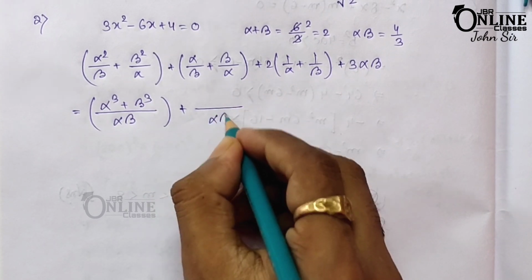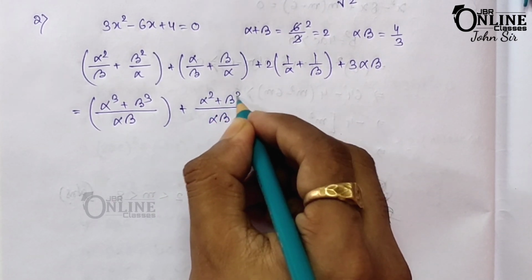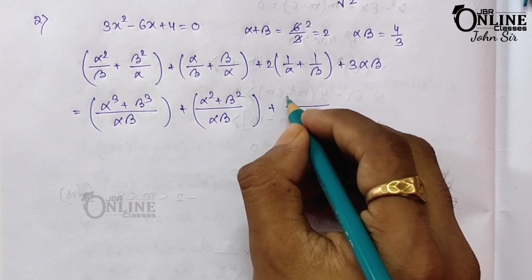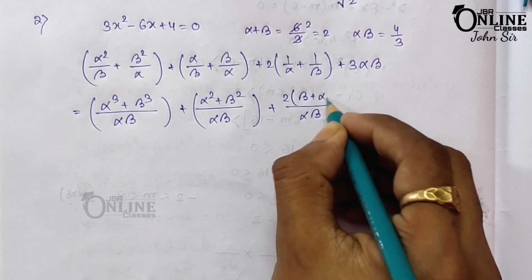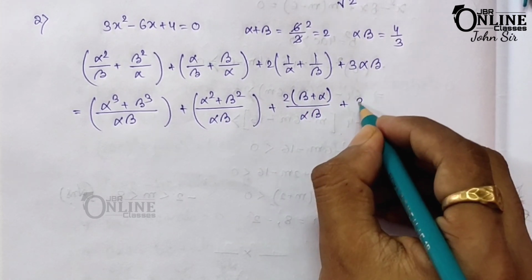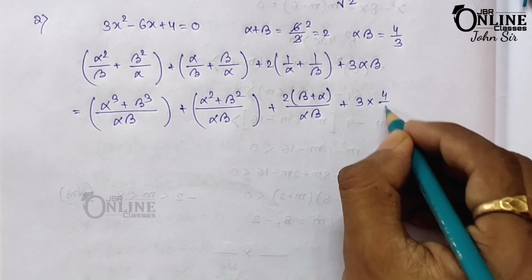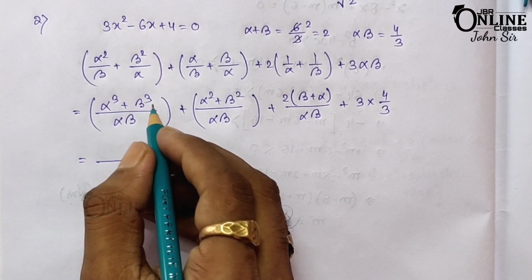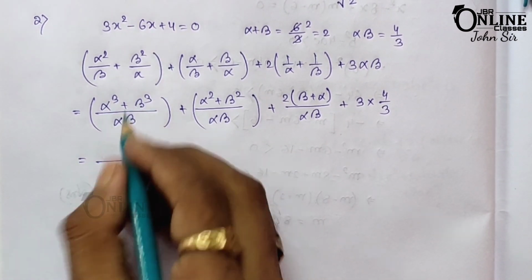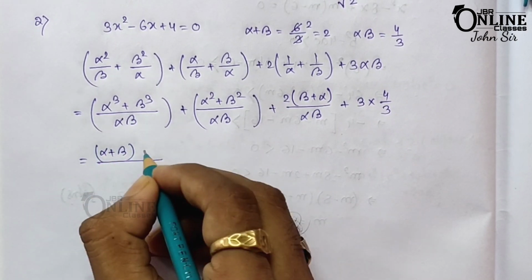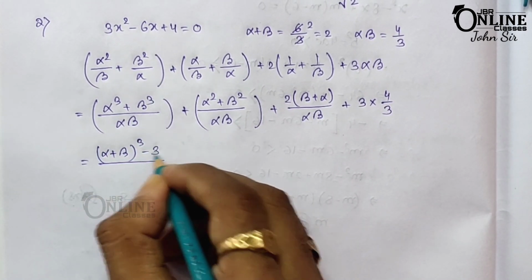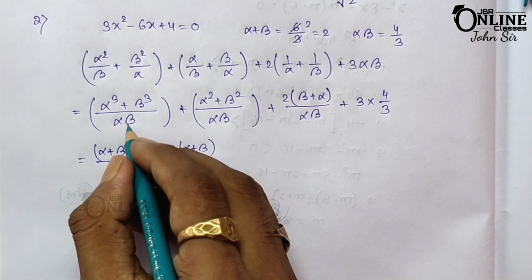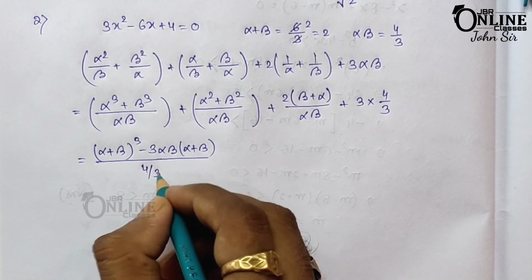Next one, here alpha beta, here alpha square plus beta square. Then here also alpha beta as the LCM, and here 2 into beta plus alpha. Then here 3 into alpha beta, that means 3 into 4 by 3. Okay, now alpha cube plus beta cube. That means the formula of a cube plus b cube. You know the formula, a plus b whole cube minus 3ab, then again a plus b. And here alpha by beta, that means 4 by 3.